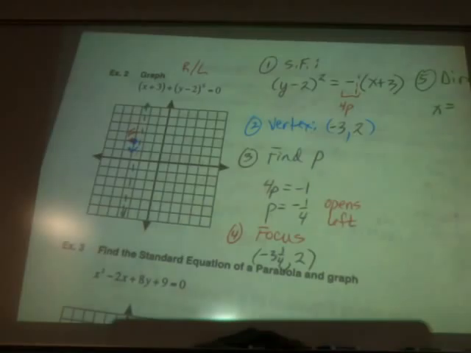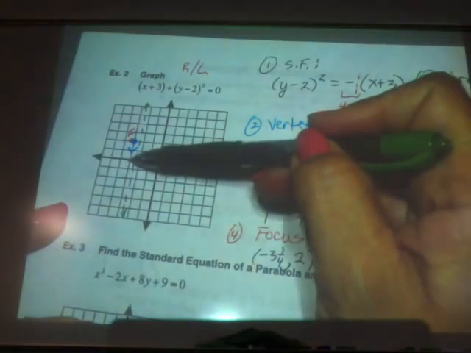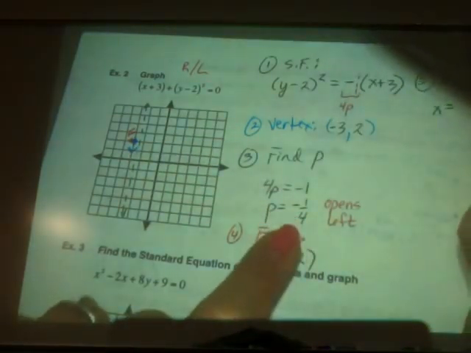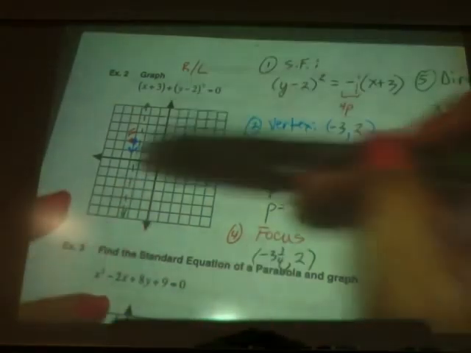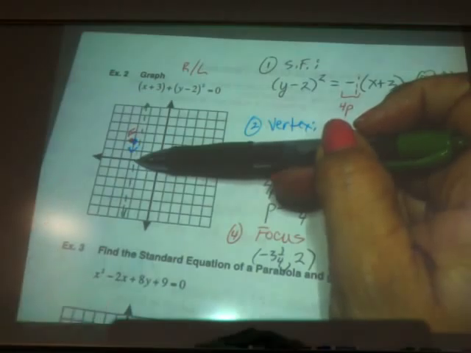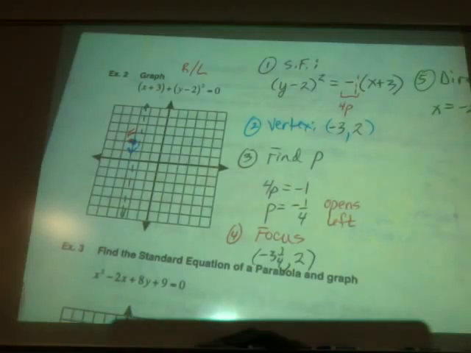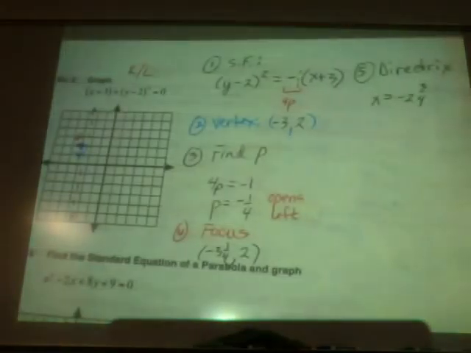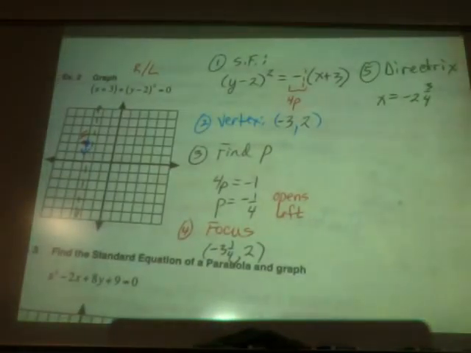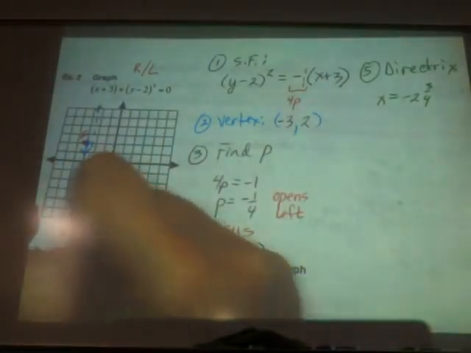Use your vertex to figure out what value of x this is. This value of x right here is -3. So because p is 1/4, don't worry about that's negative. P is 1/4 away from the vertex, we're going 1/4 this direction. So what number would that be? What's 1/4 to the right of -3? -2 and 3/4, right? And again, you can write that as a mixed number. That's fine. And I'm going to label that on here, x equals -2 and 3/4.